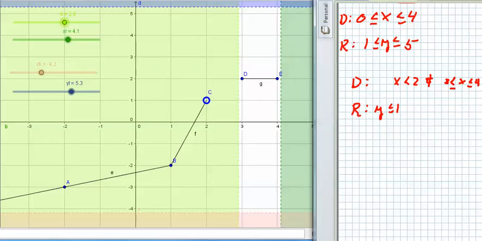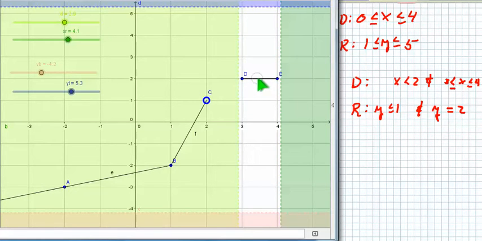On my range, y is less than or equal to 1. That starts from here and going down. And y also has a value of 2. Why 2? Well, if I look at this, right here, right here, right here, anywhere I am, the y coordinate is 2. So y is equal to 2.